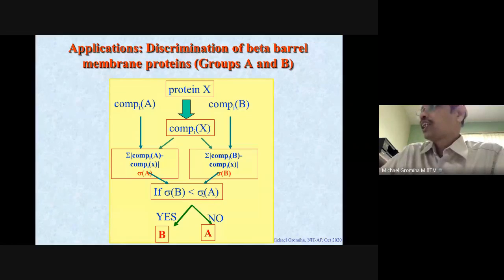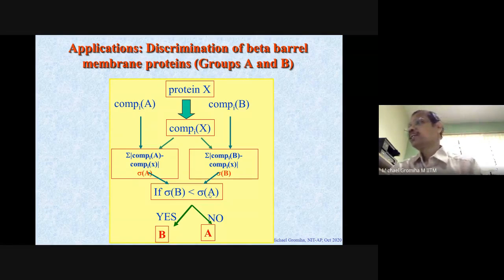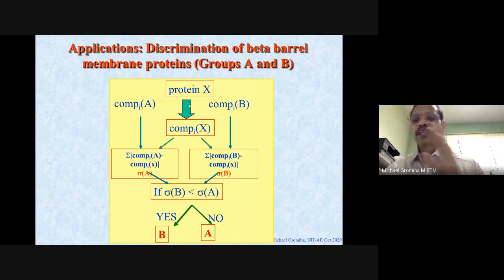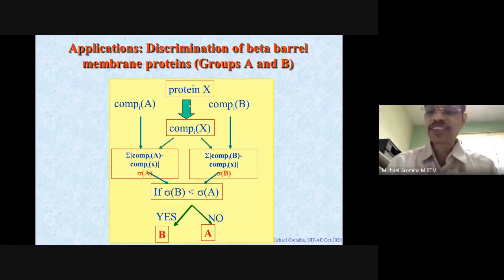B, right? If the deviation is less for A, then it belongs to A. So you can do the math here, right? You just calculate the composition, simple mathematics. For the two groups and a new protein, you either compare with A or compare with B. In an equal case, but usually it's very, very rare, you don't get the equal case. In this case, you cannot correctly predict. You cannot distinguish using this method.